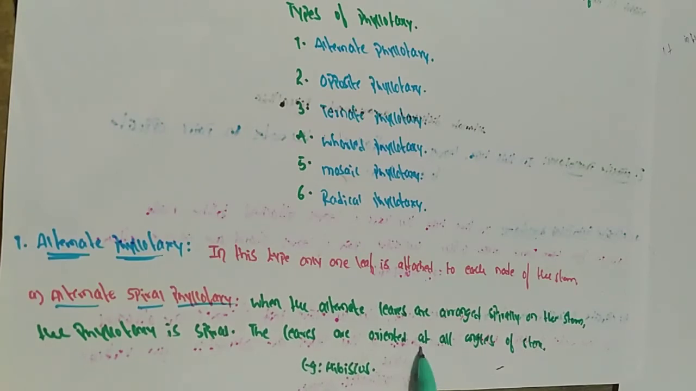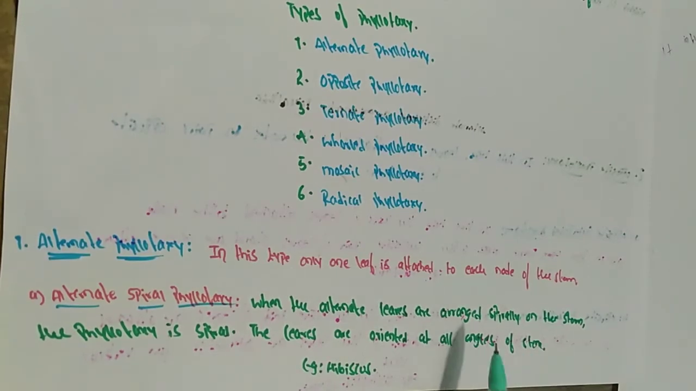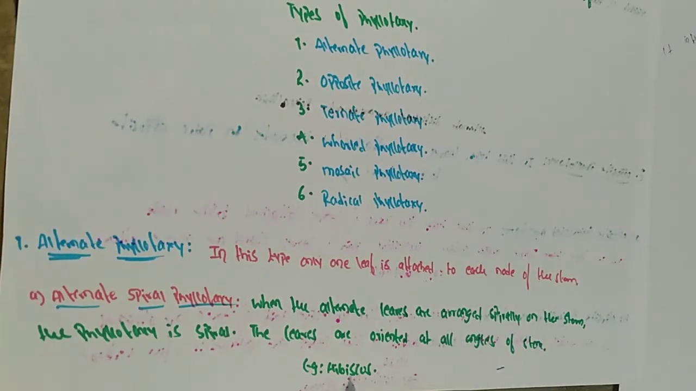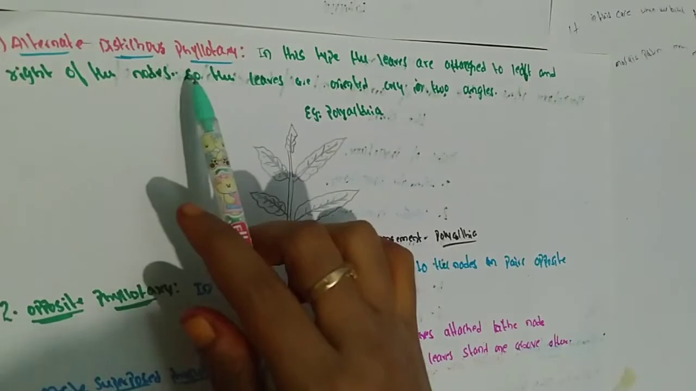The leaves are oriented at all angles of the stem. So here the leaves are arranged in all the angles of a stem. So it looks like a spiral. Example, hibiscus.